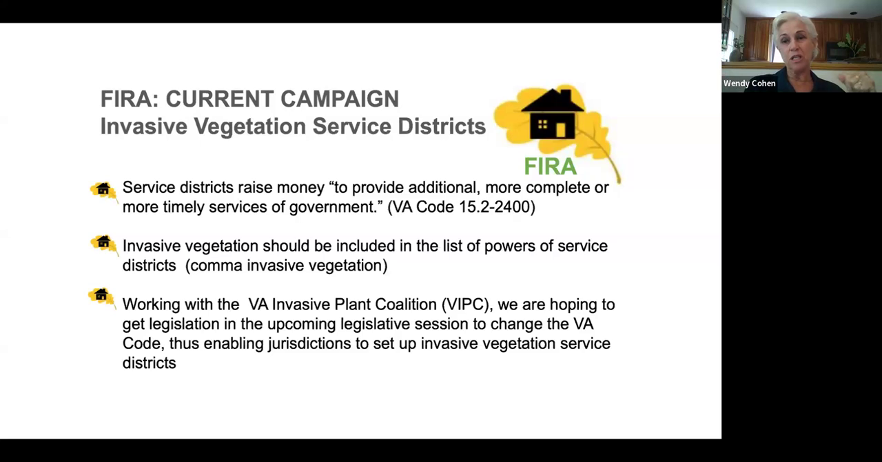We need help. We're looking for patrons right now. We need 2 senators, 2 delegates that are going to float the bill on this. So please write to us if you have somebody in your district, state legislators that you feel would be onto this and you'd be willing to work with us on championing this. So thank you. Thanks, Wendy.